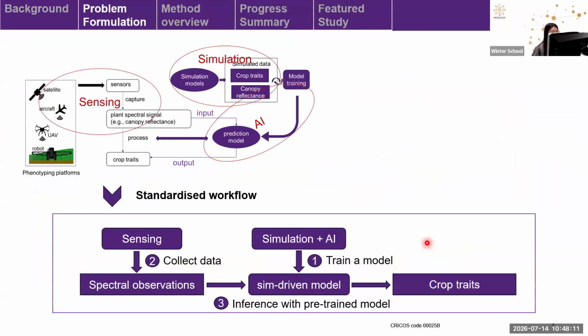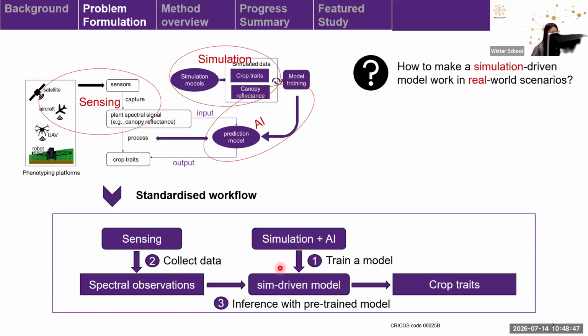This pipeline can be further standardized into a workflow consisting of three steps. In the first step, you use simulation and AI technology to train a model, and then we have a pre-trained model for crop trait prediction. In the second step, we use sensor technology for data collection so that we have the model input available. Once we have the model input and the model available, we can do the inference with the pre-trained model.